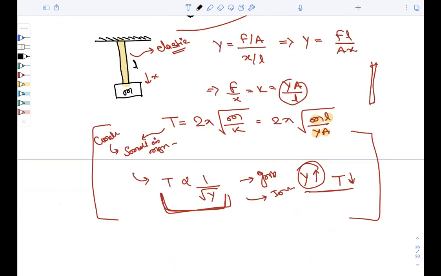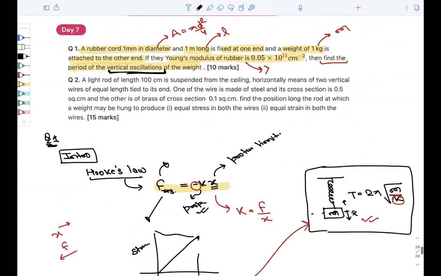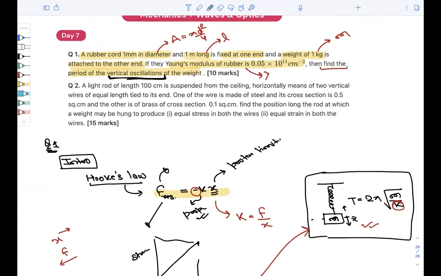Let's talk about the second question. Question number 2 talks about a light rod of length 100 centimeter suspended from the ceiling horizontally. Please pay attention here. It is mentioned horizontally.